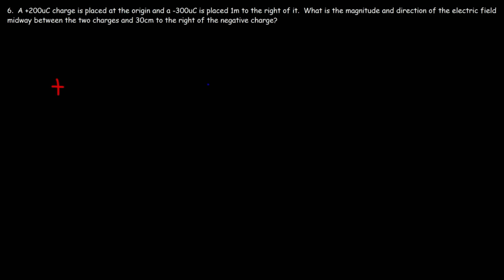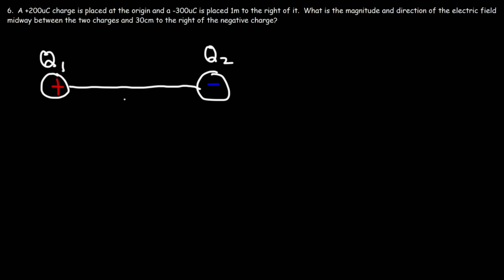Let's begin by drawing a picture. So this is going to be the first charge. We'll call it Q1, and the second charge Q2. So these two charges are separated by a distance of 1 meter. And we want to determine the magnitude and the direction of the electric field midway between the two charges. So that's going to be at this point.